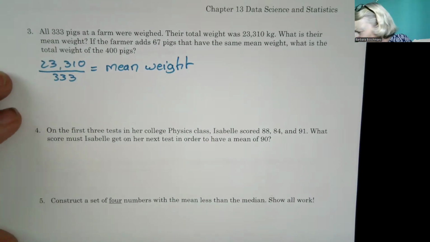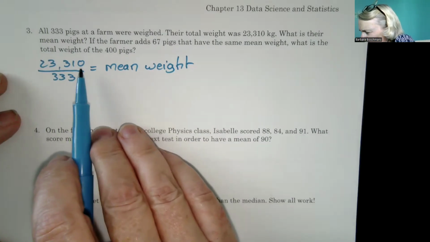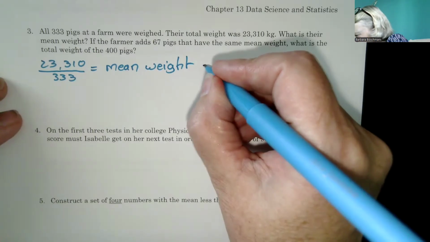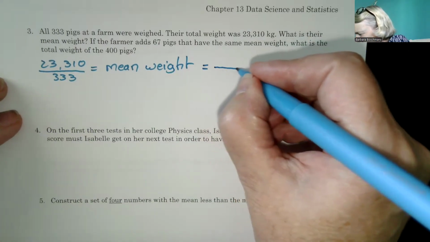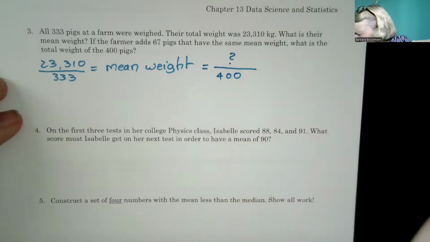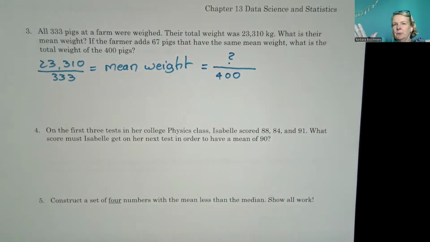for 333 pigs. If the farmer adds 67 pigs that have the same mean weight, what is the total weight of the 400 pigs? So, what we know is the mean weight here is the same after you add 67 pigs. So you get 400. And what I want to know is what is the total weight. So you find the mean weight, then you can find the total weight for 400 pigs.